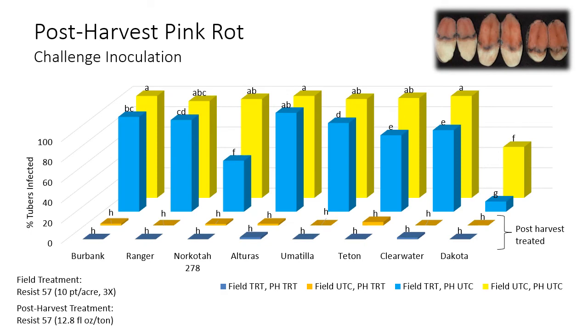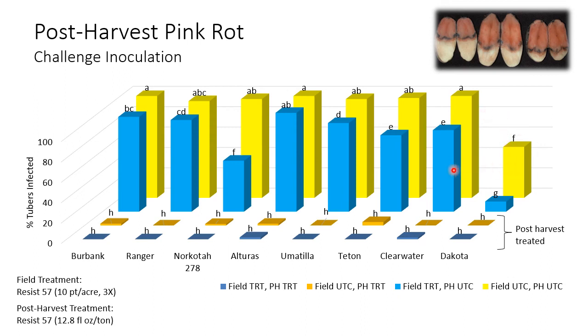We did some trials, Nora Olson and I, looking at 8 different potato varieties. And to walk through this graph, the row of yellow columns in the back represents potatoes that did not receive a field program. They did not receive a post-harvest program. They were challenged with the pink rot pathogen after harvest, and this is the level of disease that developed. So for most of these varieties, here we have Burbank, Ranger, Norkotah, line 278, Alturas, Umatilla, Teton, and Clearwater, they were all very similar. Dakota showed a significant level of resistance. In fact, we only got half the infection with that variety as we did with the others.